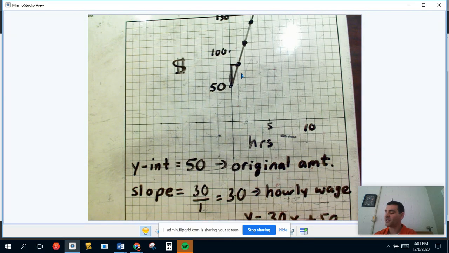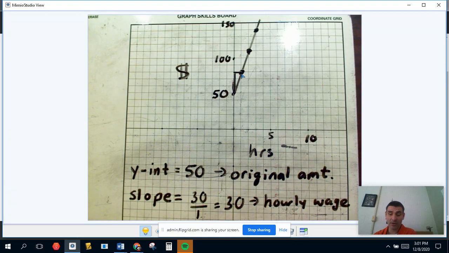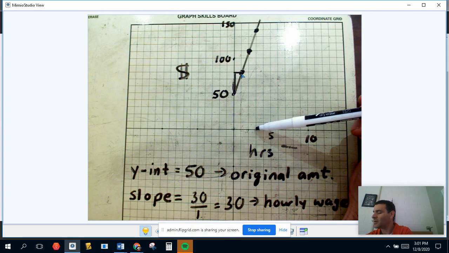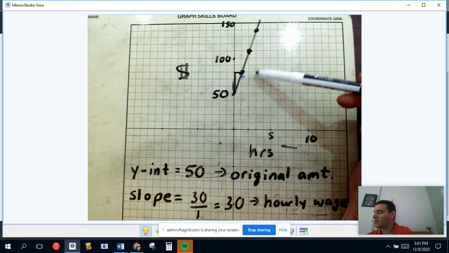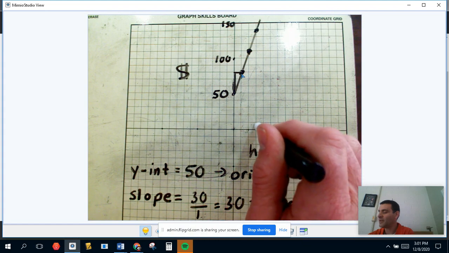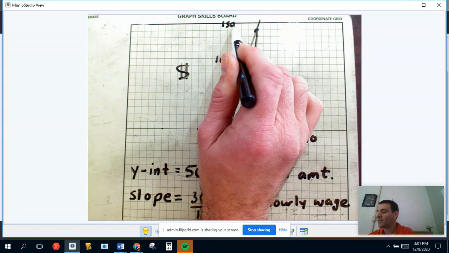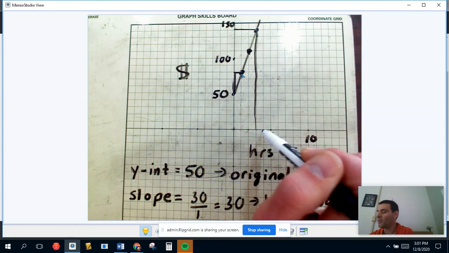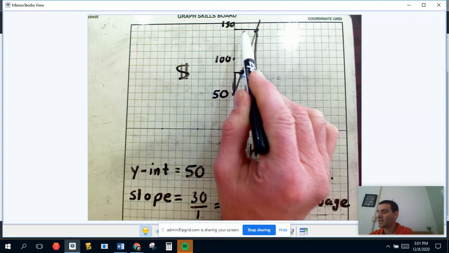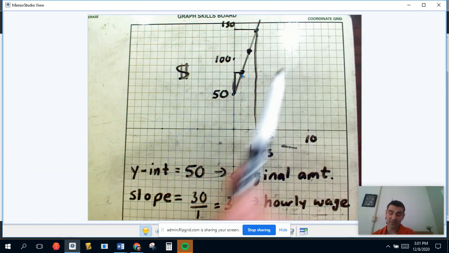And they may ask you a question, if he works 3 hours, how much money does he make, or she, if it's a woman. If we go over 3, you can just follow it up, and you can see, a lot of times you'll see folks just draw lines. This may not be a perfectly straight line, but then draw over. So if you work 3 hours, it looks like you make $140. And if we had enough of the line, we can answer that question for many hours.